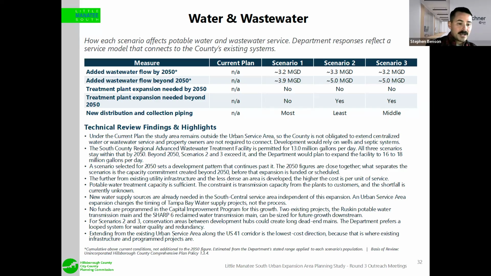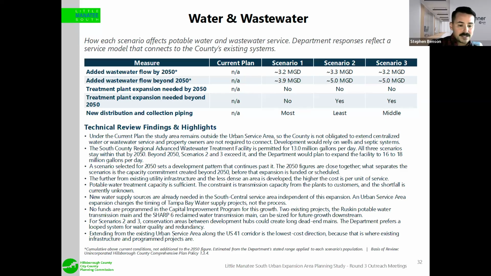Another key point the department pointed out is the further from existing utility infrastructure and the less dense an area is developed, the higher the cost per unit of service. Potable water treatment capacity is currently sufficient for all three 2050 scenarios. The constraint is transmission capacity from the plants to future customers, and the shortfall is currently unknown. New water supply sources are already needed in the South Central service area, independent of this expansion. An urban service area expansion would change the timing of Tampa Bay water supply projects. It wouldn't necessarily change the process needed to achieve them.